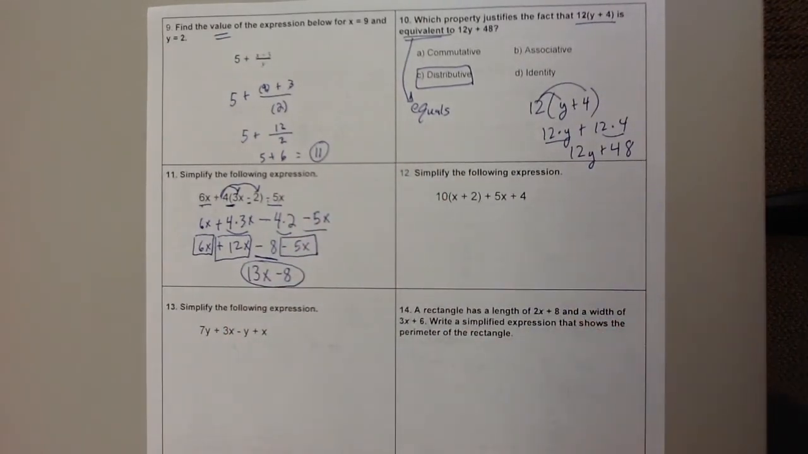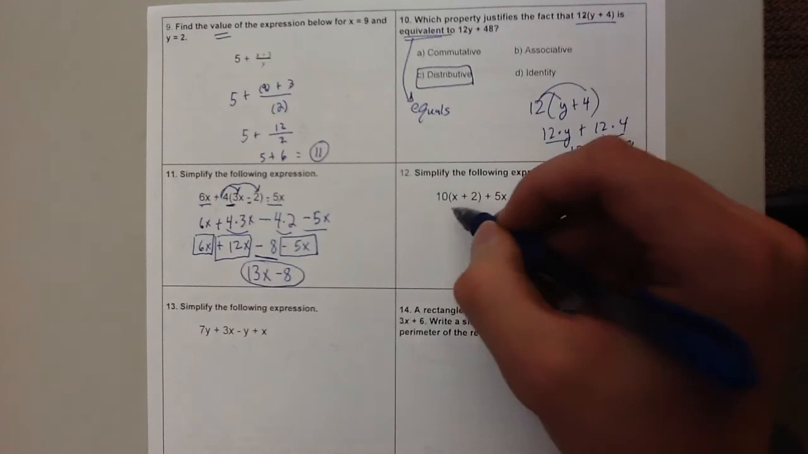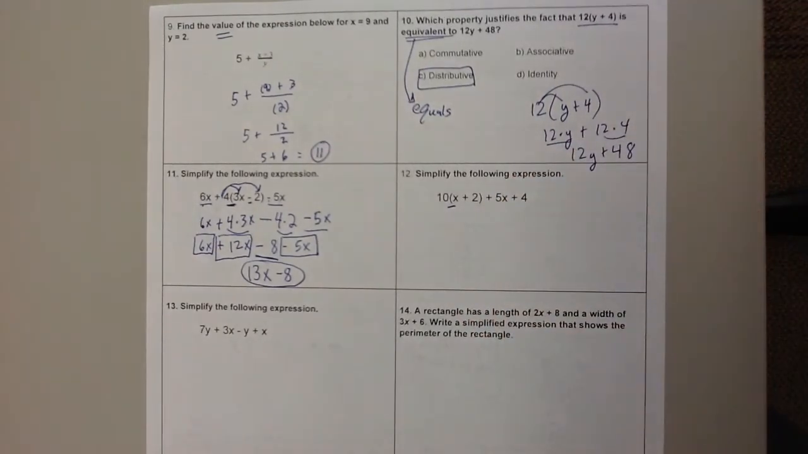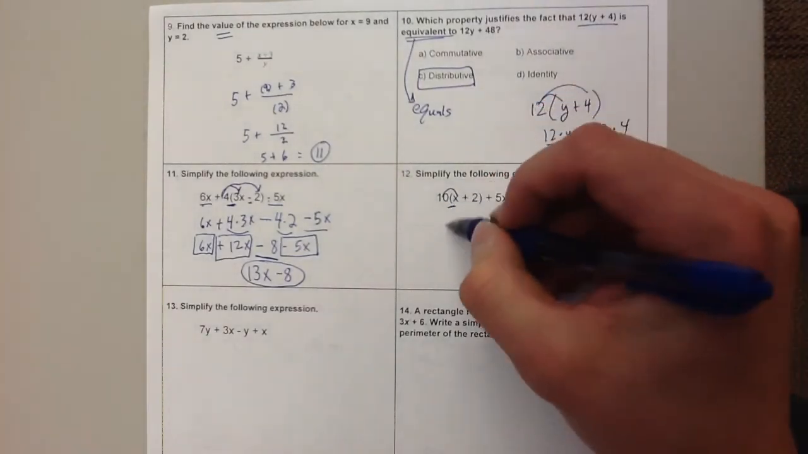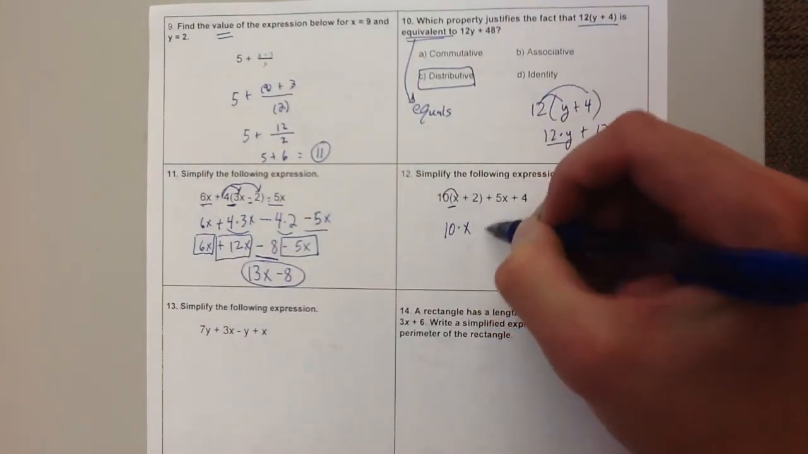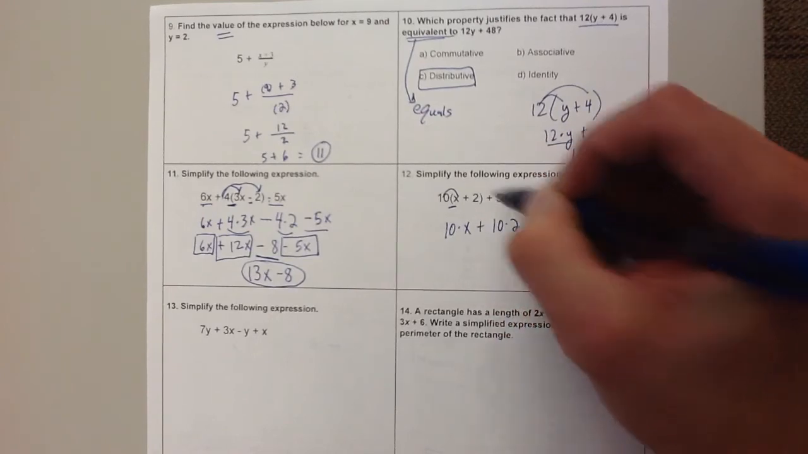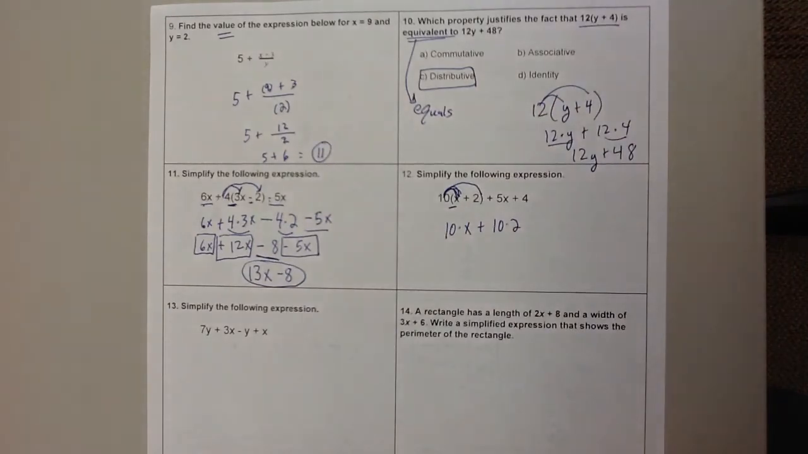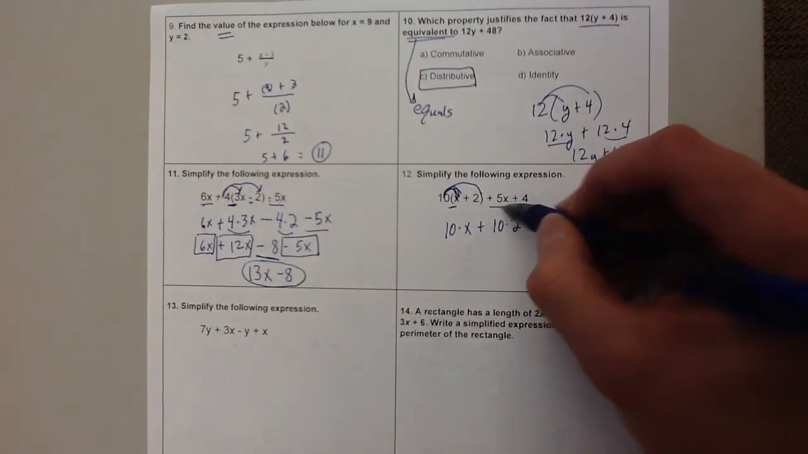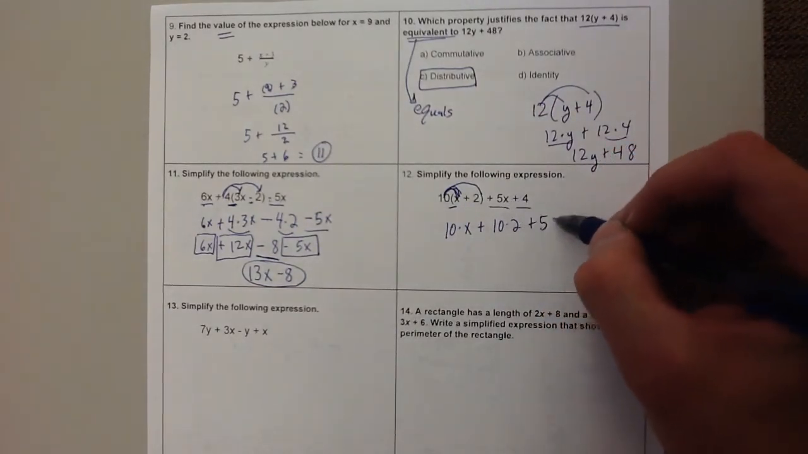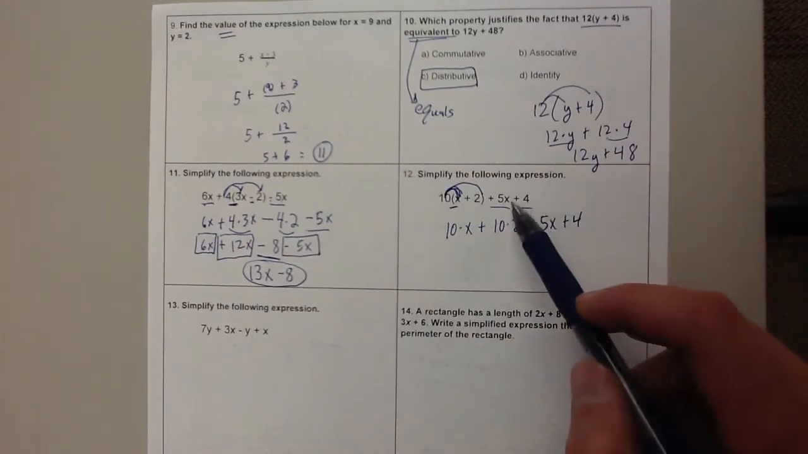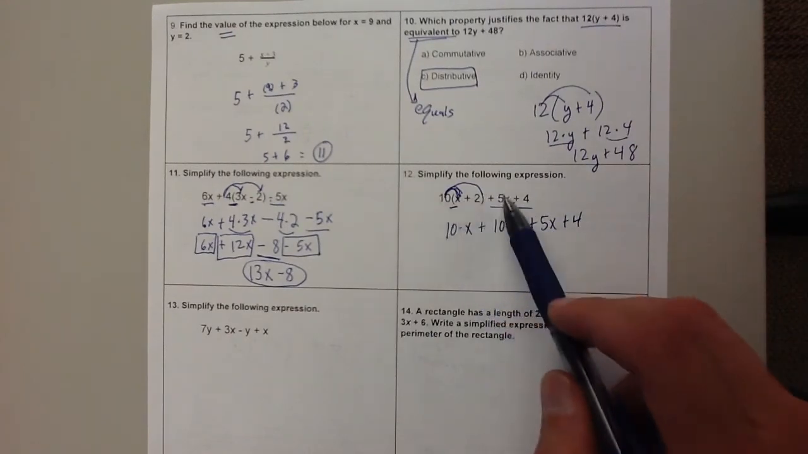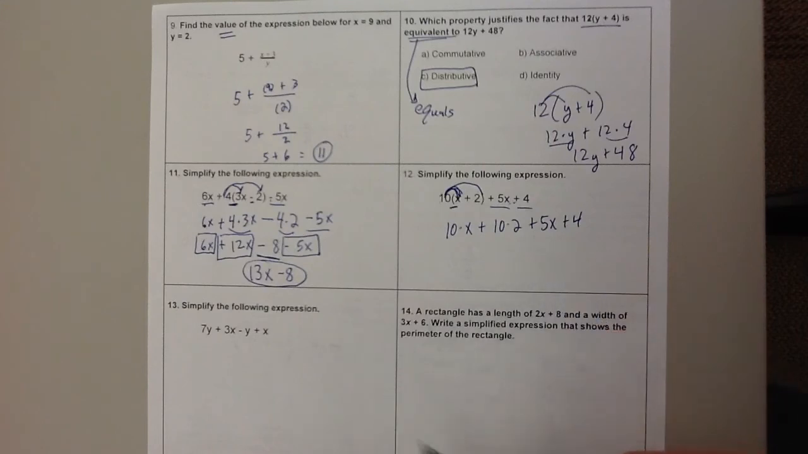Number 12, similar problem. Here I have 10 right next to a set of parentheses, which means I'm multiplying 10 times x plus 2, so I'll need to distribute. I show my rainbow, 10 times x plus 10 times 2. I distributed the 10 to x and 2. I add on the 5x and I add on the 4. Since those terms are outside the parentheses, I do not distribute the 10 to those terms. I simply add them on at the end.